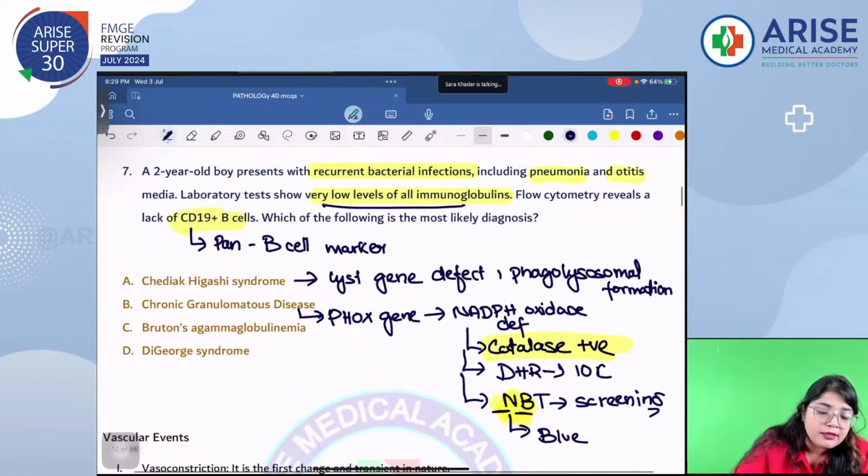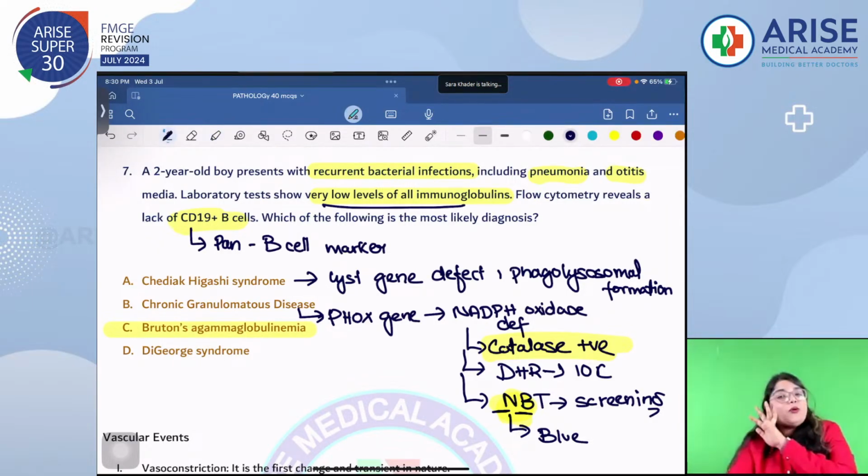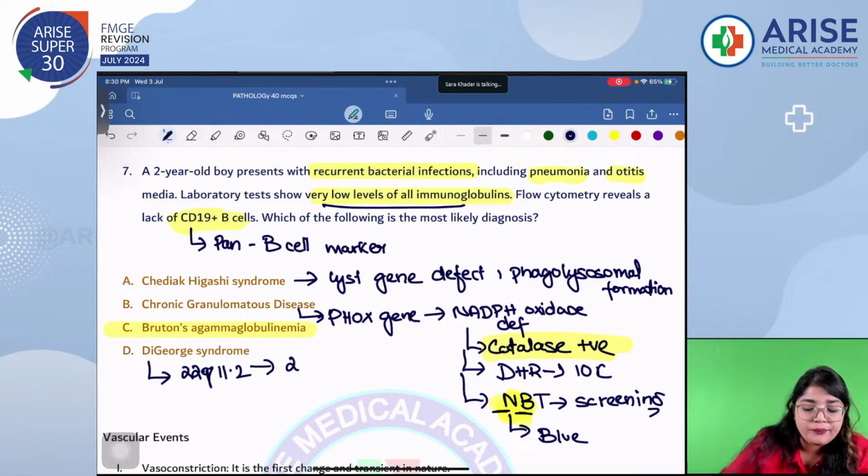So here, there is an absence of all immunoglobulins. So we are talking about Bruton's agammaglobulinemia. What about DiGeorge syndrome? For DiGeorge syndrome, you have to remember everything related to 2. Very good. I hope you're able to revise everything that we have studied. DiGeorge syndrome is a defect in 22q11.2. And because of that, I always tell you in the classes, 2 organs are affected, 2 pouches are affected.